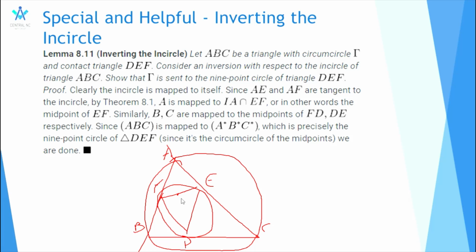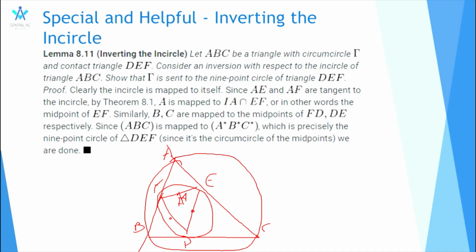A prime, the midpoint of EF, once again, is proved by similar triangles. And also don't forget, it's important that D, E, and F are actually preserved because they lie on the circle of inversion. A is mapped to A prime. B is mapped to B prime. C is mapped to C prime. These are all the midpoints, okay?